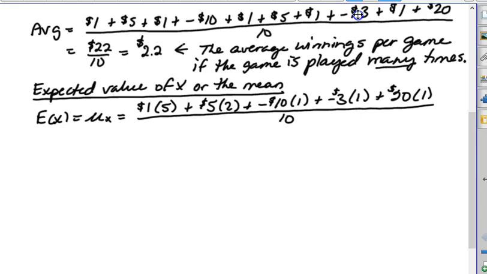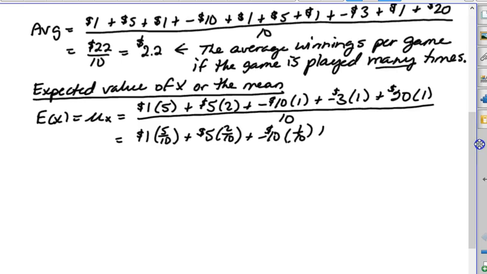So let's imagine then dividing each of them by 10. Since the entire thing is divided by 10, if we divided each individual thing by 10, we would have this. $1 times 5/10 plus $5 times 2/10 plus negative $10 times 1/10 plus negative $3 times 1/10 plus $20 times 1/10. Notice that all this is each of the outcomes multiplied times its probability and added together.